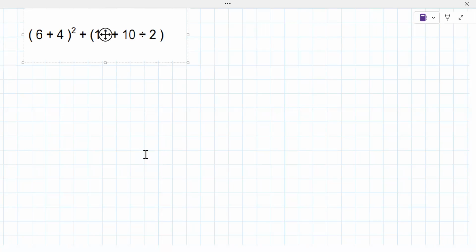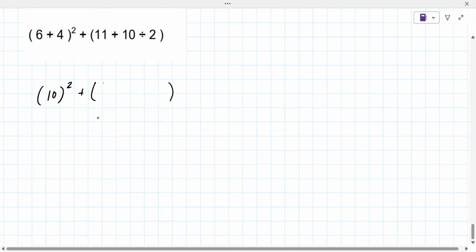So first I did what's in parentheses. So I did 6 plus 4, which was 10. And then you have to leave the power of 2. And then I did plus, and then I did what's in the other parentheses, and I did 10 plus 11, which was 21, divided by 2. Problem is though, you've got to do division first. So inside parentheses resets.